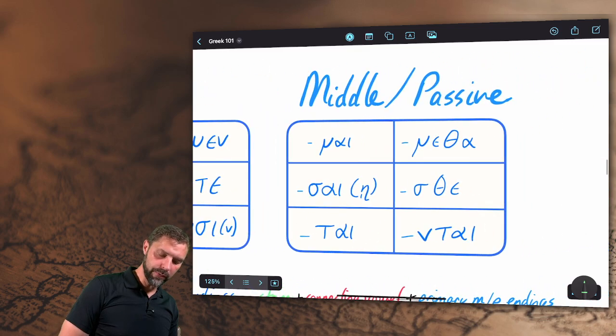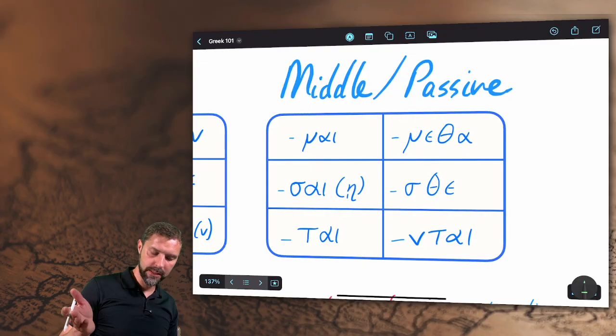This is the second chart you want to memorize, and I'll explain the difference here. This is the middle passive chart. Same process here. You just need to memorize it cold. μαι, σαι, ται, μεθα, σθε, νται. It's hard to say, but it's just a S-T-H, σθε. And one thing I do need to tell you about this, it's an oddity, and you'll have to trust me for now.